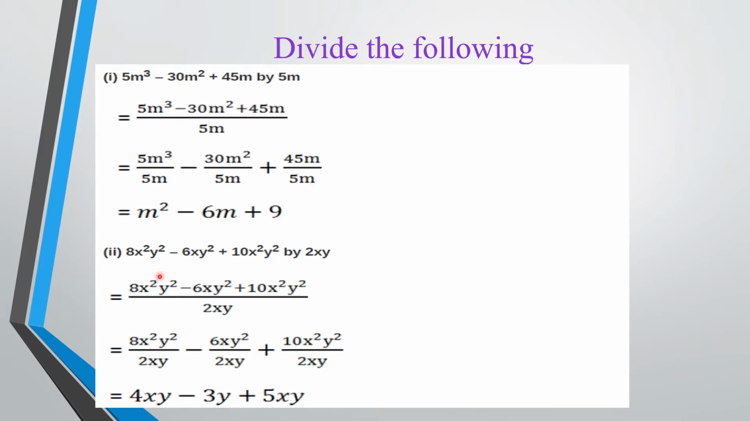Second problem, 8x^2y^2 - 6xy^2 + 10x^2y^2 divided by 2xy. Divide the polynomial by 2xy, we get 4 times, 8 divided by 2, and the power gets subtracted, we get xy. So x and x get cancelled, and y raised to the power of 2 minus 1, we get y, plus 5 times, 10 divided by 2, and x power 2 minus 1 we get x, and y to the power 2 minus 1 we get y.